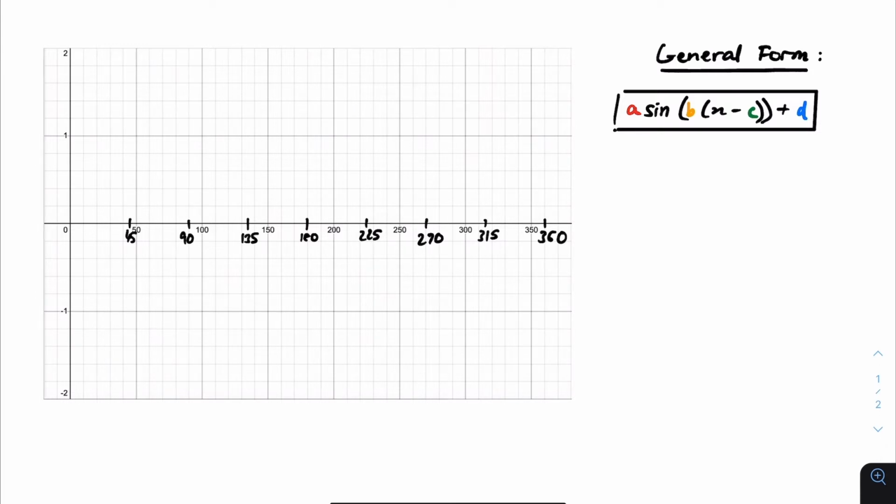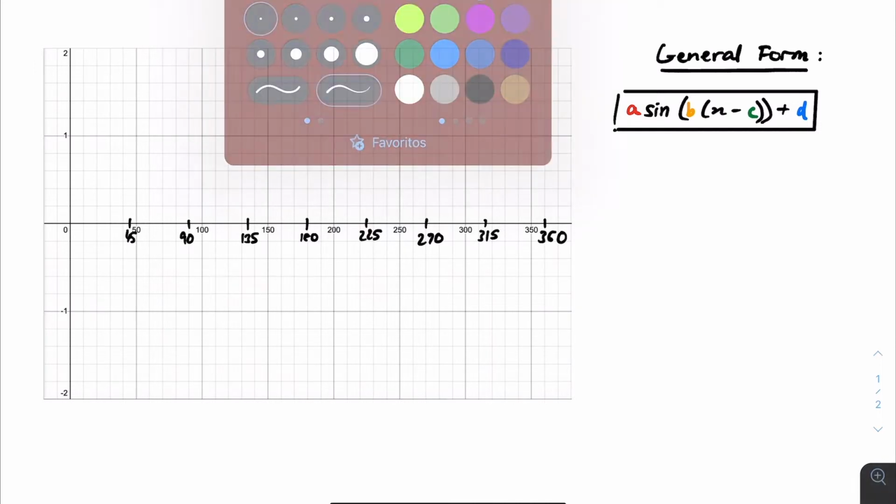So as you can see on the right side of this board, I've written the general form, so it looks like it's a sine b times x minus c plus d. I've just put sine in there even though you could put cos or tan. Just going to explain it using sine for now. And on the left side, I've got graph paper up with 45-degree intervals put there just because it's the easiest thing to do. So I'm going to start off by explaining the general form.